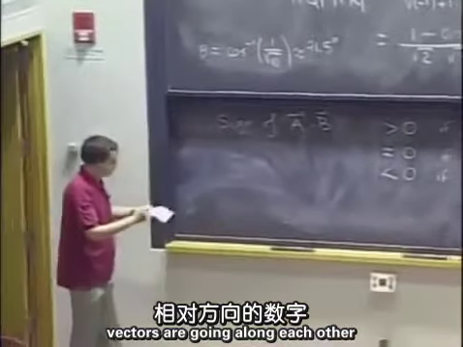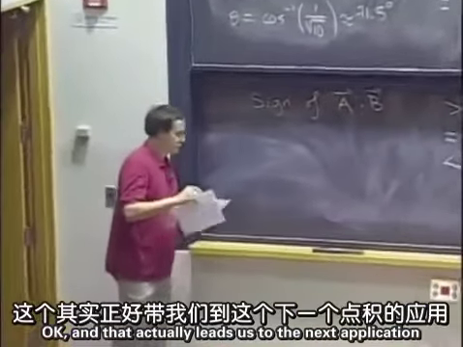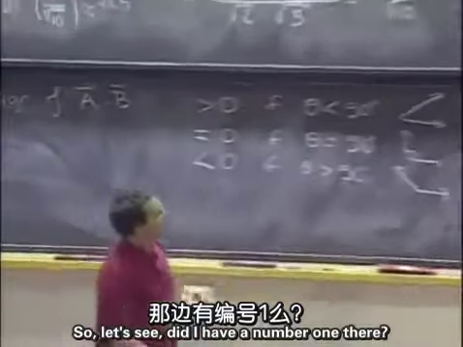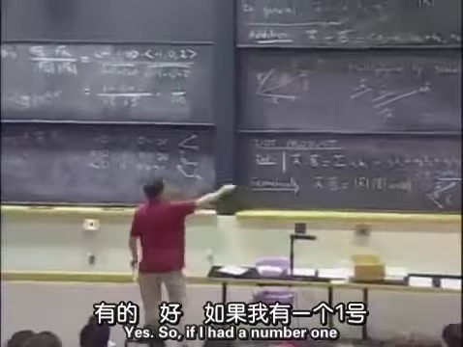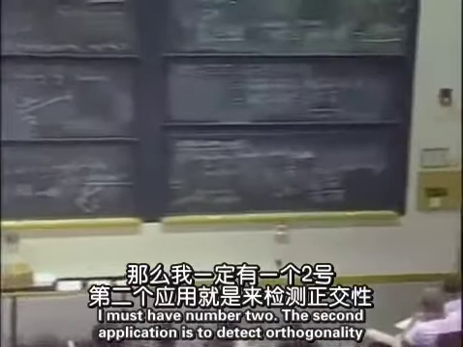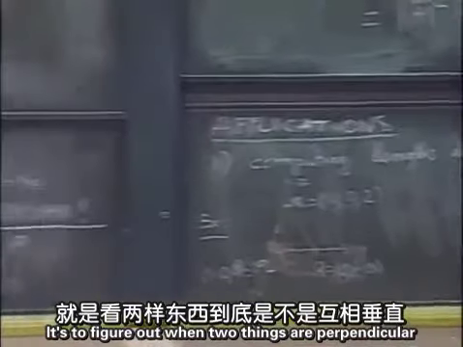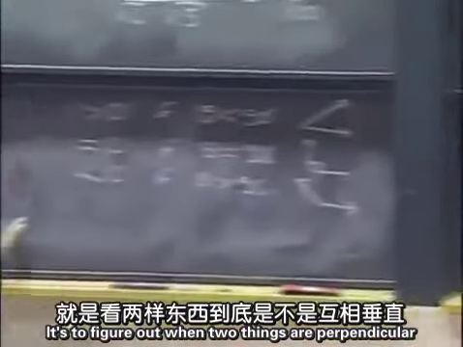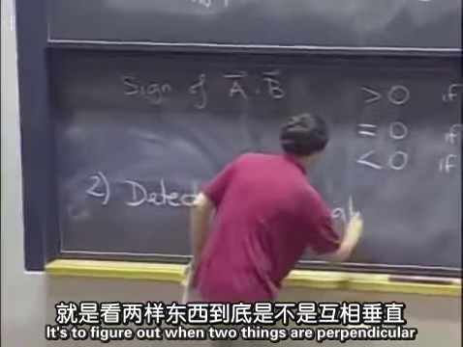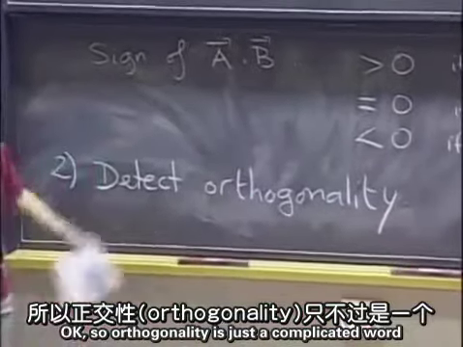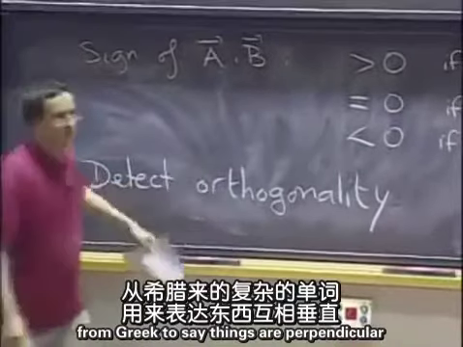And that actually leads us to the next application. So let's see, did I have a number 1 there? Yes. So if I had a number 1, I must have a number 2. The second application is to detect orthogonality. It's to figure out when two things are perpendicular. Orthogonality is just a complicated word from Greek to say things are perpendicular.